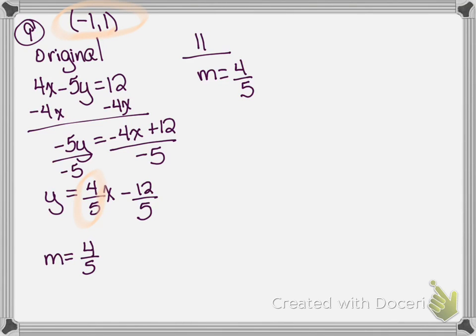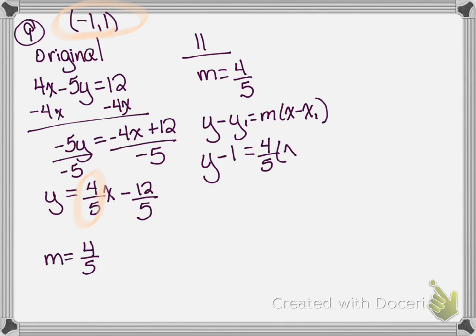So I'm going to use point slope form of my line. So that's y minus y sub 1 equals slope times x minus x sub 1. So I'm going to put in y minus 1 equals 4/5 for my slope, and x minus -1, and that minus a negative becomes a plus. So my next step is to distribute my 4/5.